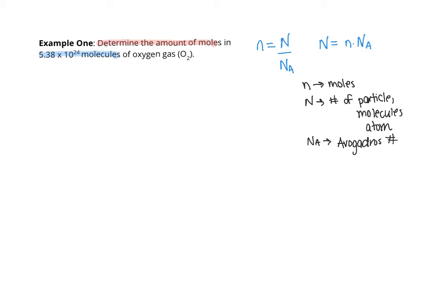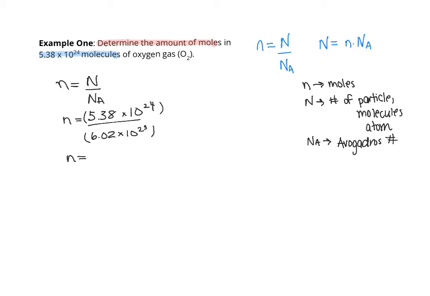So the question is asking us to look for our amount of moles. So n equals N over NA. We're just going to plug in our information. We know that N is 5.38 times 10 to the 24th, and we know what Avogadro's number is, 6.02 times 10 to the 23rd. It's really important that when you're putting this in your calculator, you put it in brackets, or else you'll find some mistakes. And what we should find is that moles equals 8.94 moles of O2.